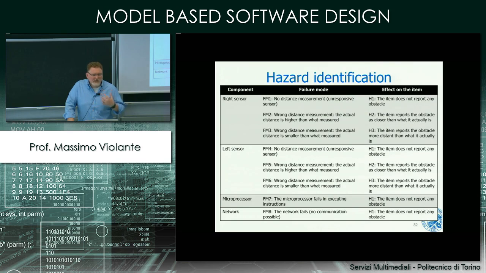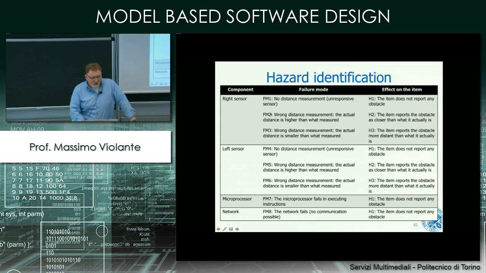So this is just one failure mode. What is the effect of that failure mode on the item? So which is the hazard associated to that failure mode? Well, in the first case, the item does not report any obstacle. The sensor is broken. So we do not have the capability of recognizing an obstacle. So even if the obstacle is there, the item says no obstacle. Okay?